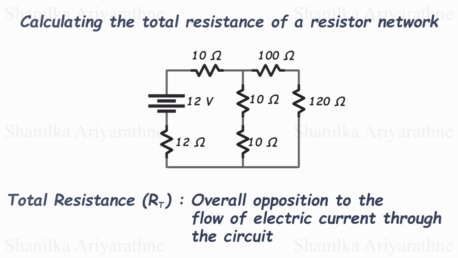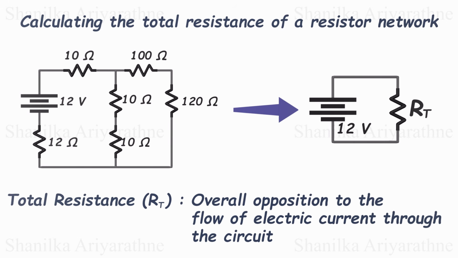By finding the total resistance, we can simplify a complex network of resistors into a single equivalent resistor and reduce the circuit to this basic form, making it easier to design and analyze. Let's learn to analyze complex resistor networks step by step.